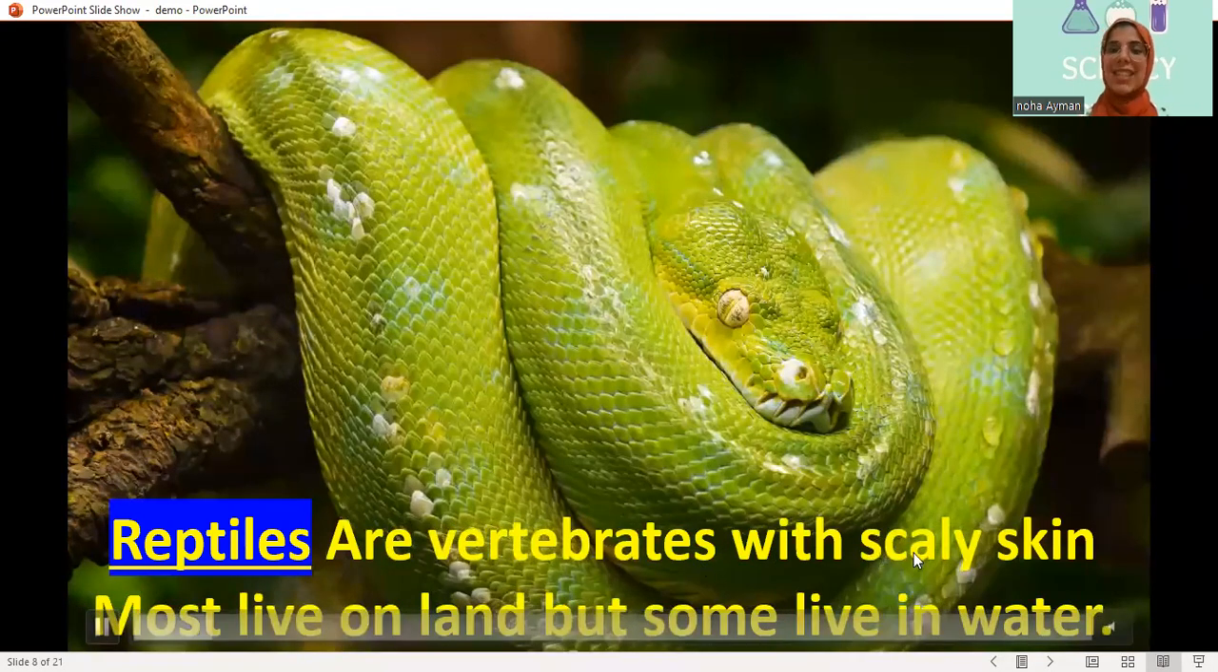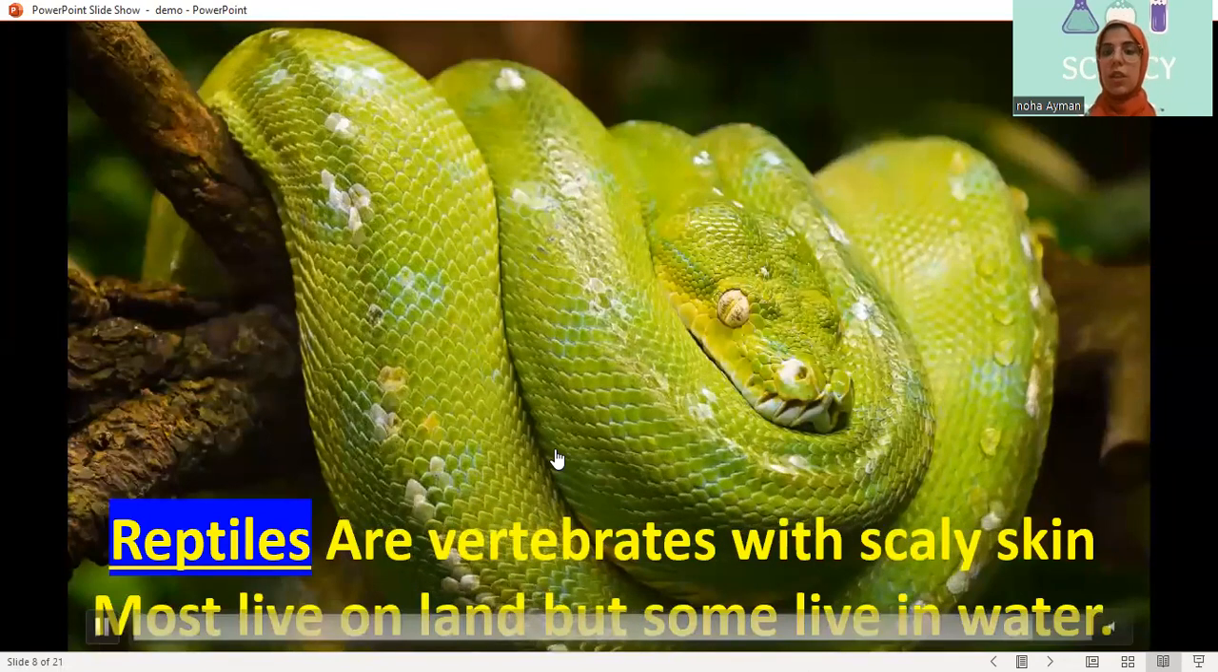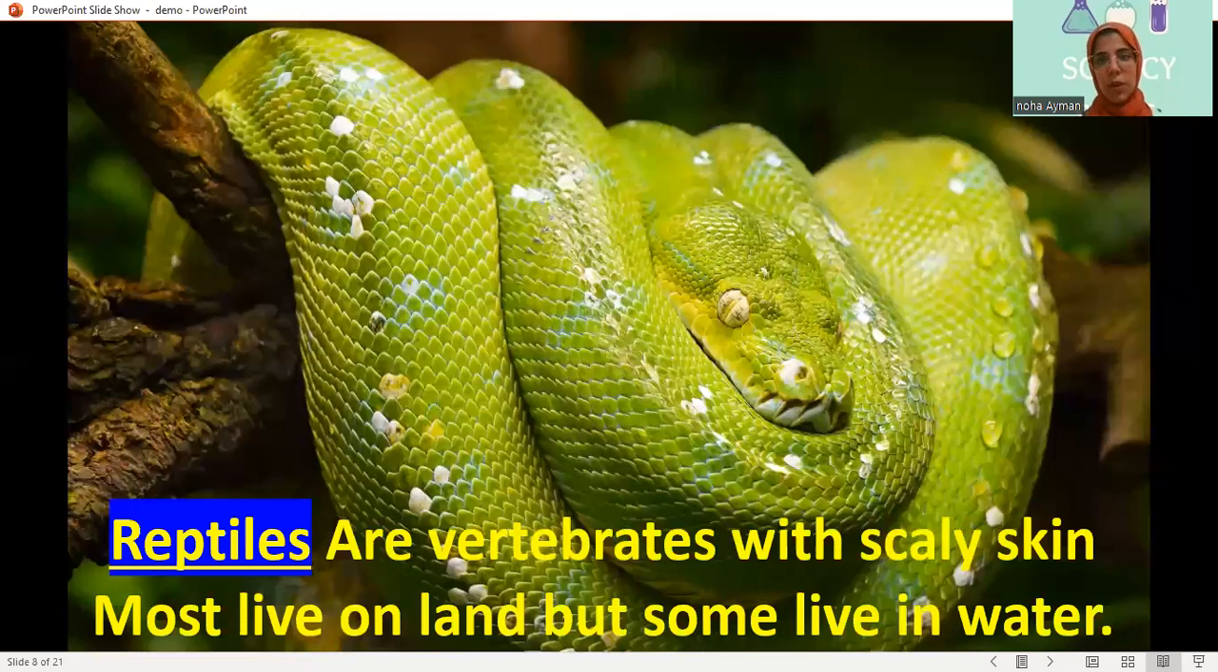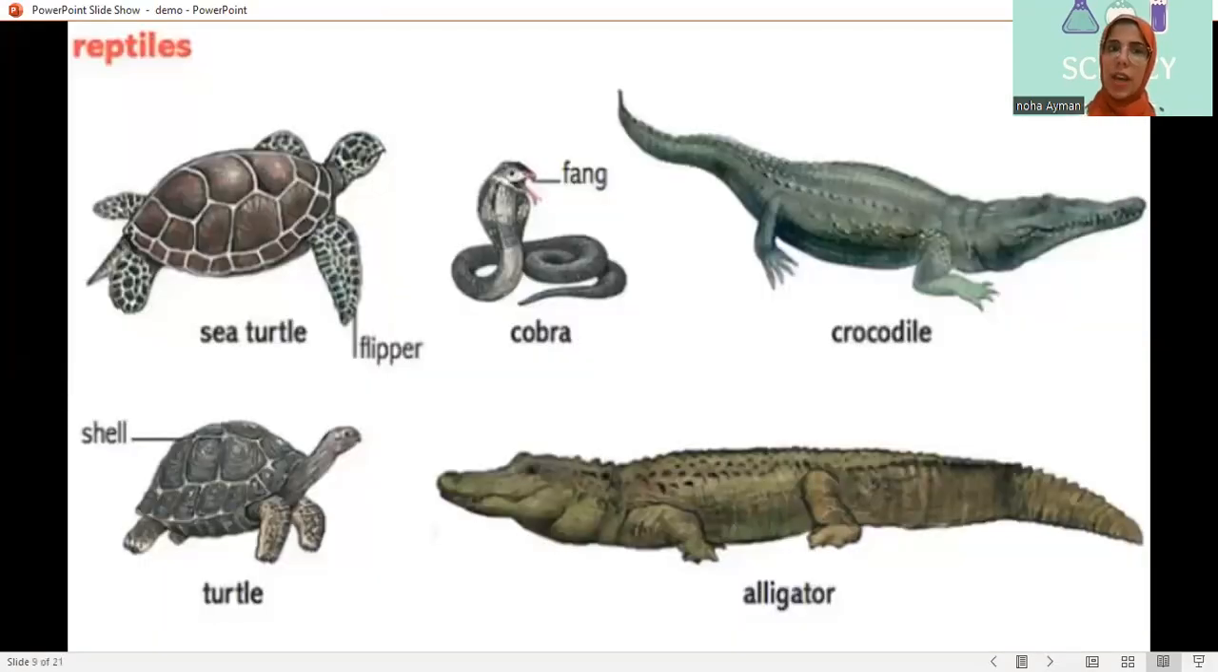It's a vertebrate that has scaly skin. The scales are the small things, as you can see, moving. And most of these reptiles live on land, but some of them live in water. And very important information. So here we have some examples of reptiles, like the sea turtle, which lives in the sea, of course, or the ocean. Nice. And also we have the turtle, the cobra, which is a type of snake, the crocodile, the alligator, and all of these reptiles are covered with scales.